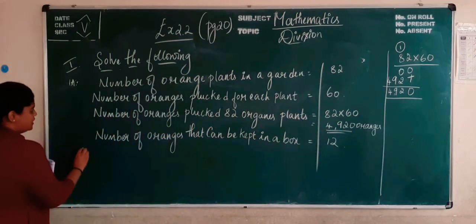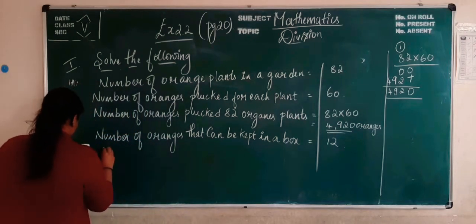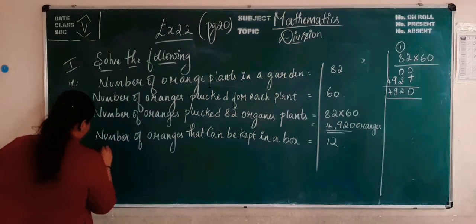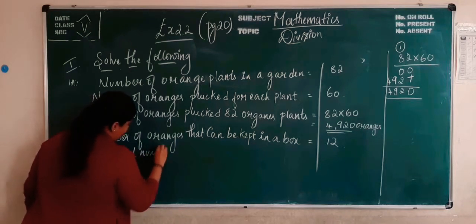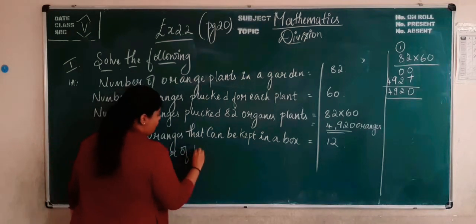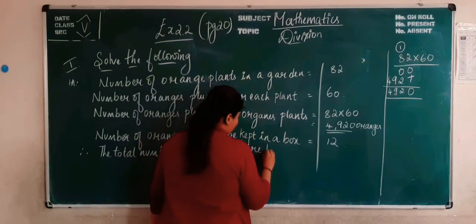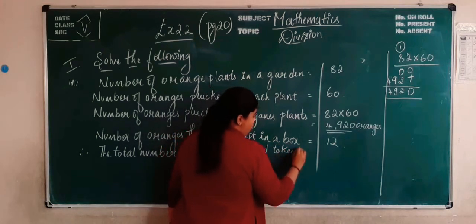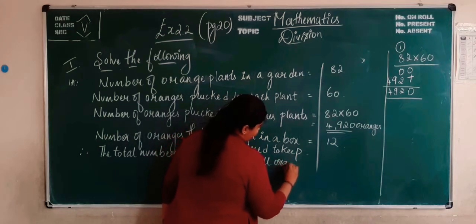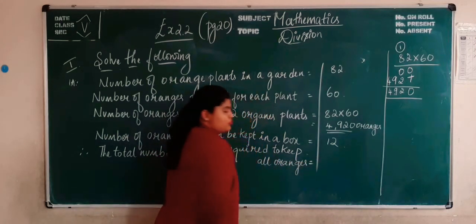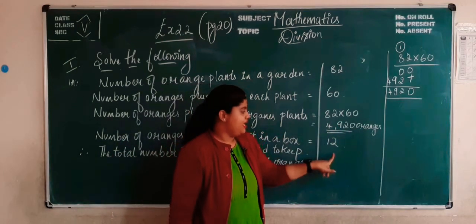So what is the last concluding statement? Yes, therefore, the total number of boxes required to keep all oranges is equal to, which one will you divide? Yes, you will divide 4,920 by 12.